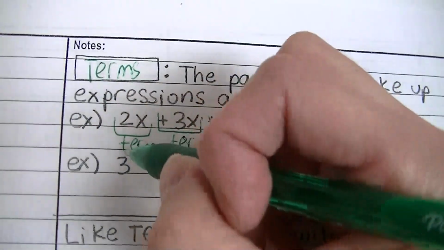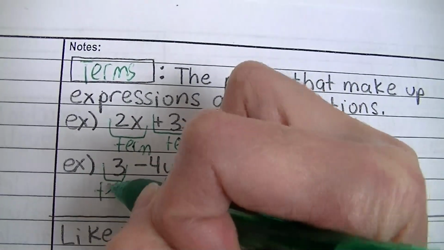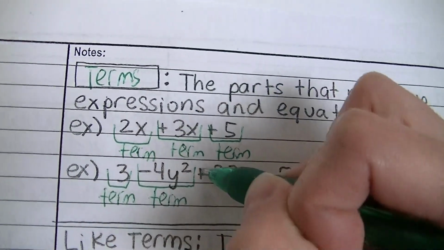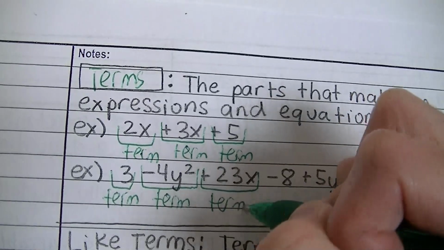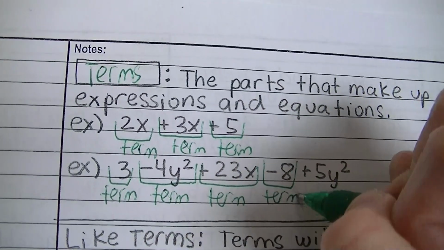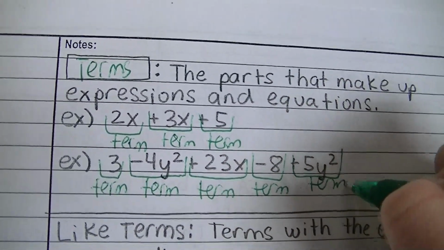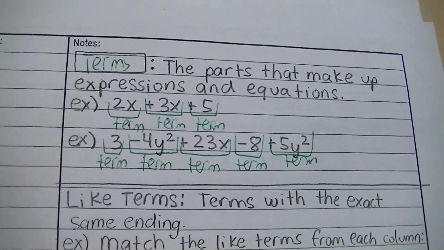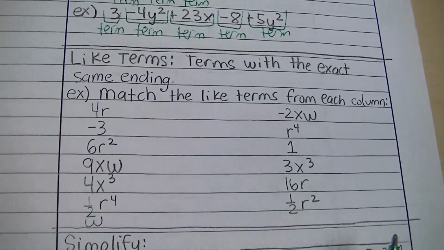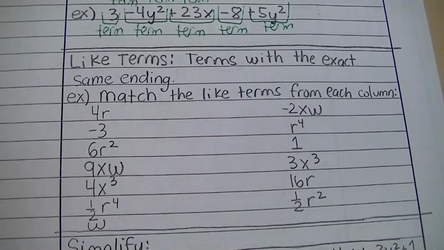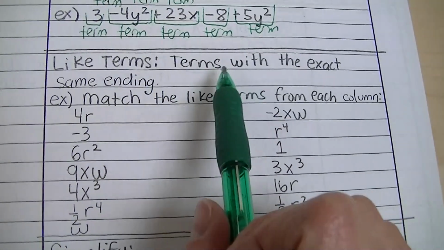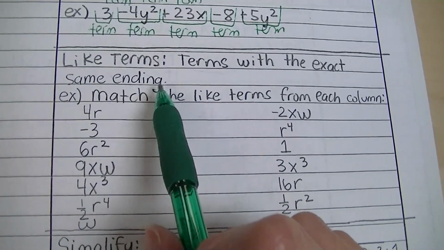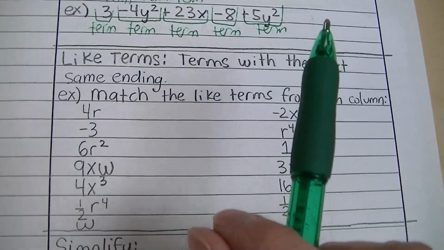Okay? And right here, that's a term. Right there is a term. There is a term. There is a term. And there's a term. So there's 1, 2, 3, 4, 5 terms in that example. Okay. Next are like terms. And like terms, they have the exact same ending. Okay? Same exact ending. Like it all matchy-matchies.